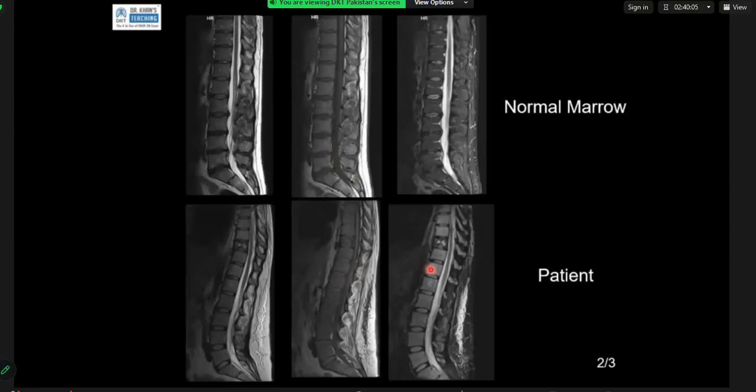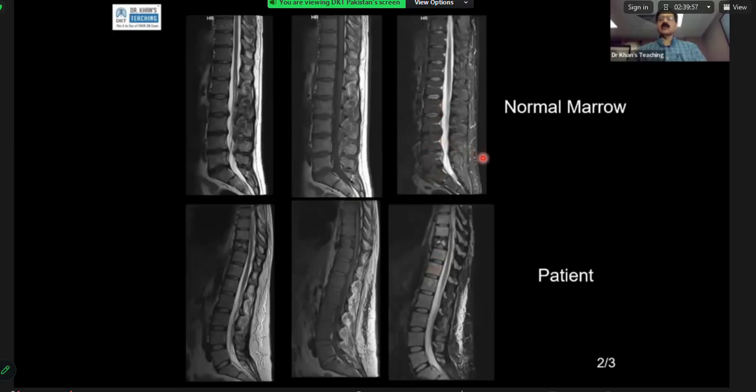And then look at the stir sequence. And on the stir sequence, it is higher. It is watery. This is what I say, develop your eyes. So you should know how a normal stir looks like. Normal stir will fat saturate. Now, if there is too much water, it looks bright. So the key point to remember is low signal on T1, high on the stir sequence means marrow infiltration.